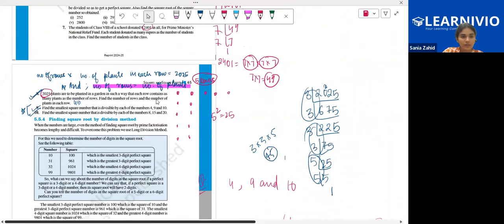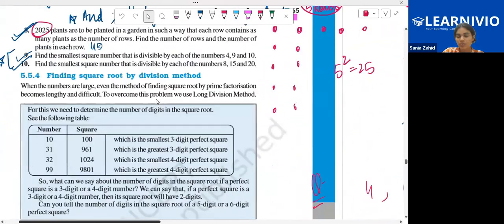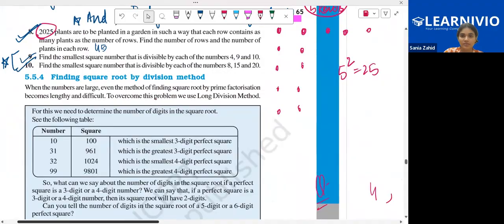Now we come to the next one. Find the smallest square number that is divisible by each of the numbers 8, 15, and 20. Now do it in a similar way. Rida, now can you do the 10th question? It's a similar question.